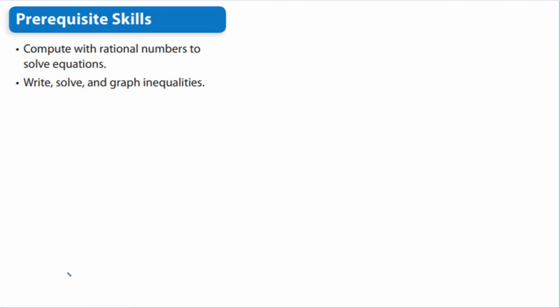Let's look at the prerequisite skills. Compute with rational numbers to solve equations. Write, solve, and graph inequalities.